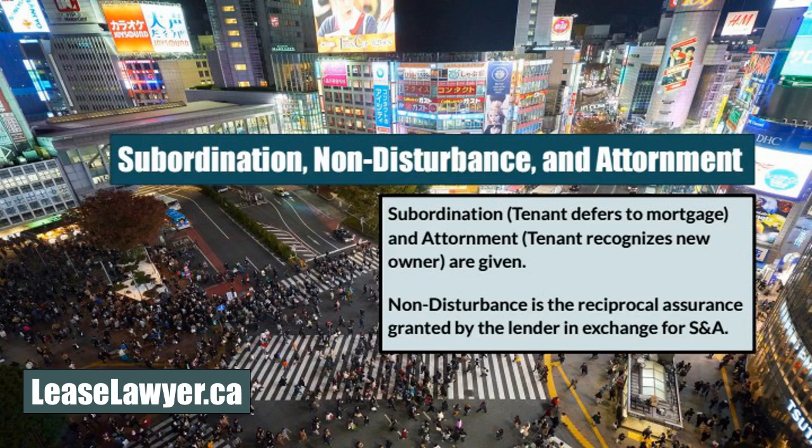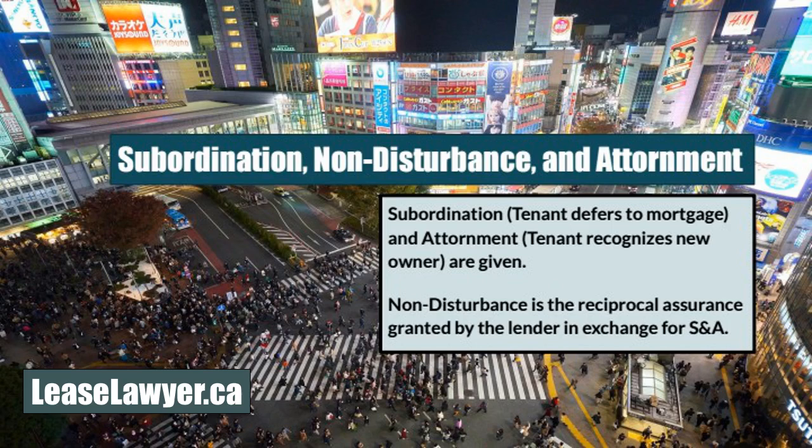The non-disturbance clause is rarely standalone. It is typically packaged with two other key provisions to form a subordination, non-disturbance, and attornment agreement. Subordination is the tenant's agreement that its lease is subordinate to the lien of the mortgage, often necessary to satisfy the lender. Attornment is the tenant's promise to recognize and accept the new owner, the lender or a successful bidder, as its new landlord following a foreclosure, and to continue paying rent.